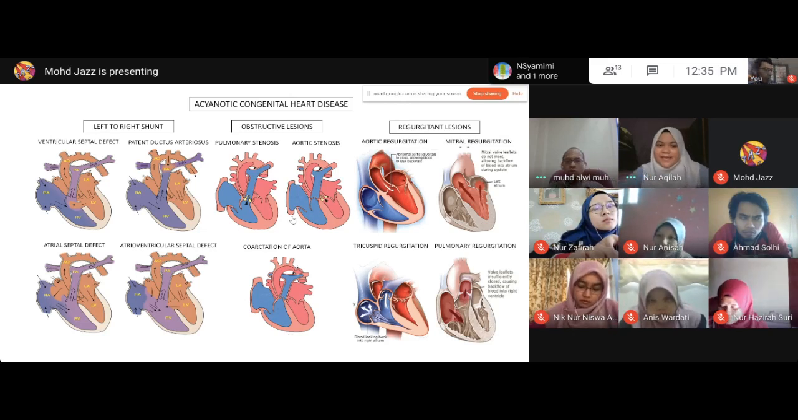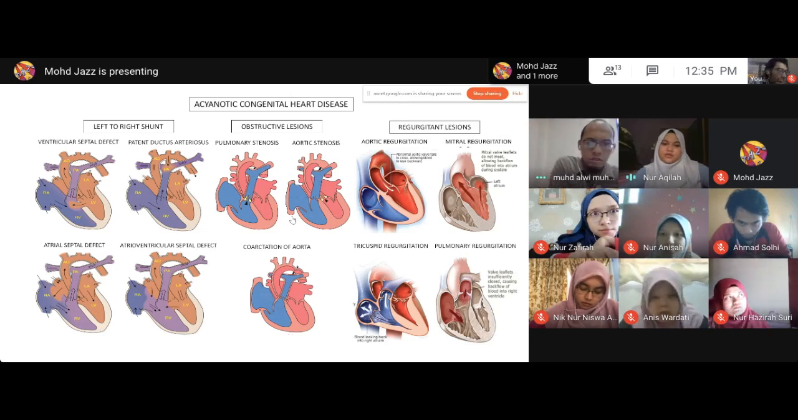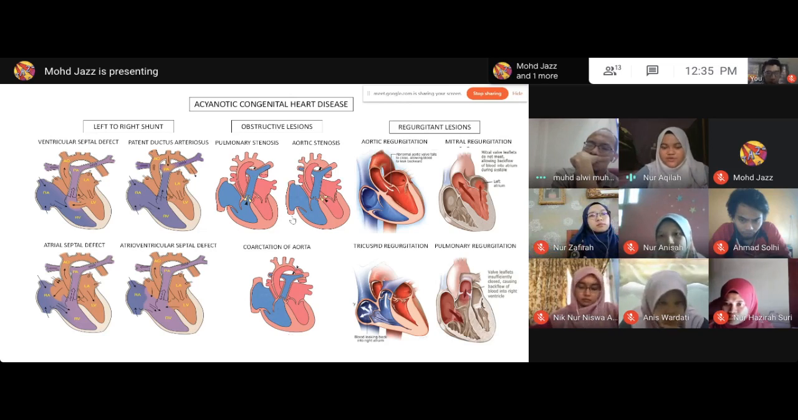And then next, the obstructive lesions will be pulmonary stenosis and also aortic stenosis. Both will occur due to failure of development of the leaflets of the valve. Usually the pulmonary valve and the aortic valve have three leaflets, but with failure of development of these three leaflets, they will have pulmonary stenosis and aortic stenosis.